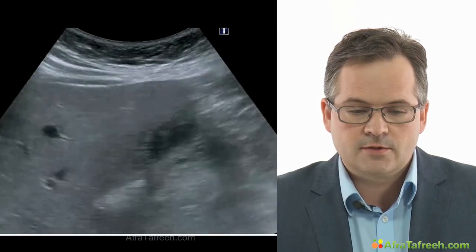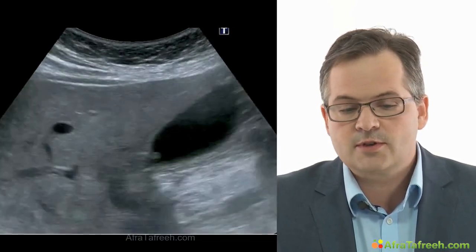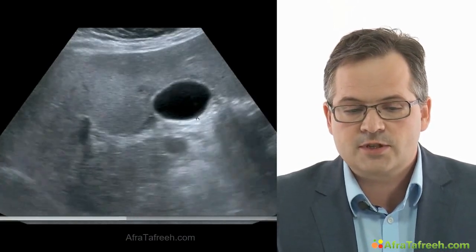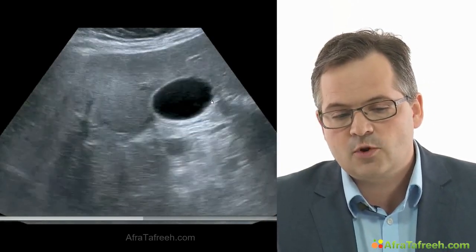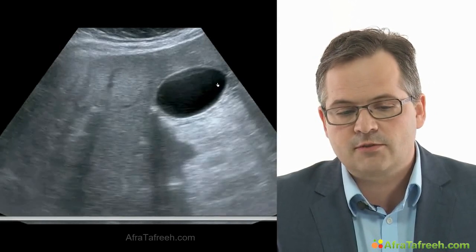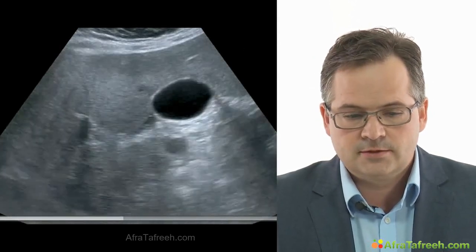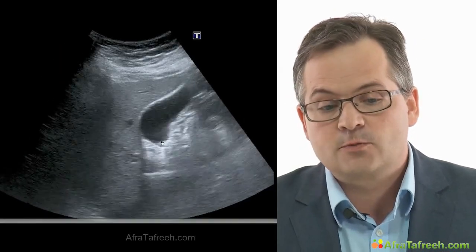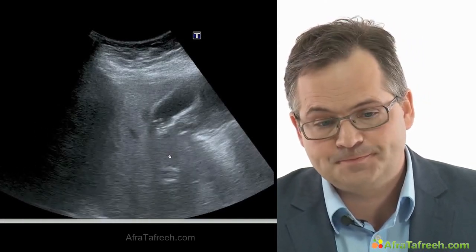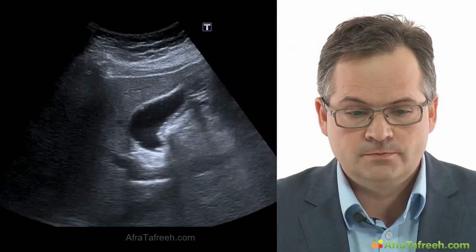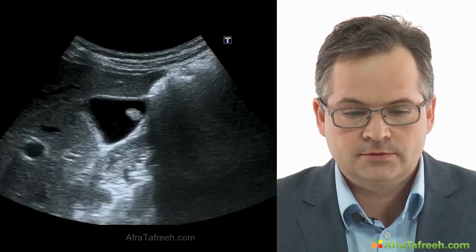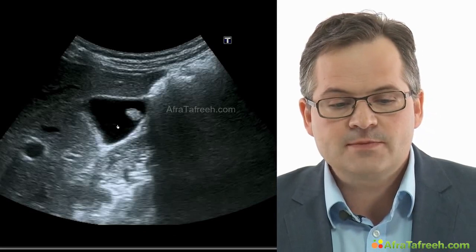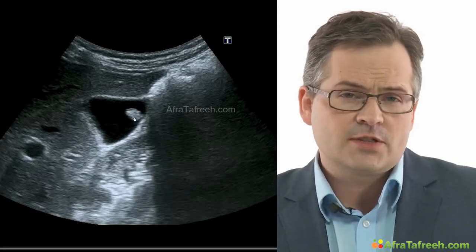And then the next one, we're going to the transverse plane and also see attached to the wall a small, tiny hypoechoic structure over here. And in this particular case, there's not one, there are dozens of them. Here and here and here. When we look at this polyp, we can see no acoustic shadowing.